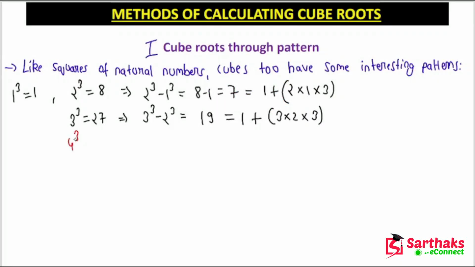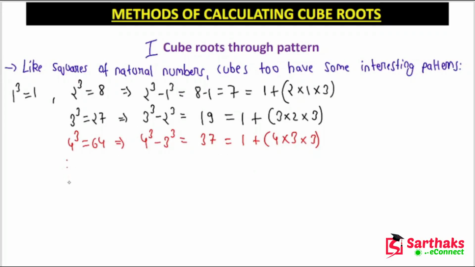Now see, 4 cube is 64. So if you calculate 4 cube minus 3 cube, obviously it will be 64 minus 27, which would be 37, right? Now 1 plus, so you have to make 36. Yes, we are getting that 4 into 3 are those numbers whose difference we are calculating, and you can see 3 is constant. So 9 into 4, 36. Okay, let me give you one more example.